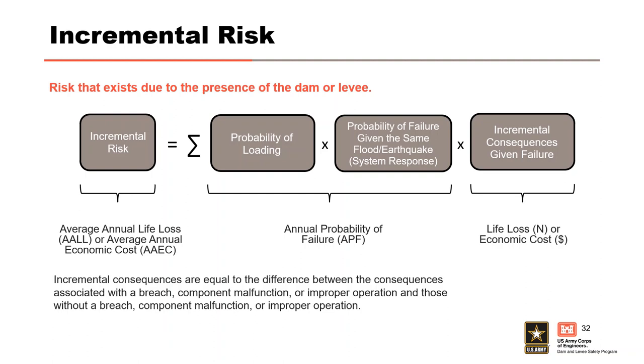Incremental consequences are equal to the difference between the consequences associated with a breach, component malfunction, or improper operation, and those without. For the incremental risk, we are only considering the increase in consequences to calculate the risk associated with the dam or levee not performing as intended.